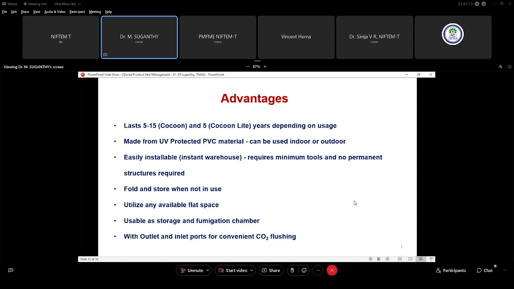And it is usable as a storage chamber as well as a fumigation chamber. That is the main advantage of it. If you store the grains without any infestation, it can be used as a storage chamber. And if you find insect infestation during the process of storage, it can also be used as a fumigation chamber. It has an outlet as well as an inlet port for convenient flushing of carbon dioxide. So for carbon dioxide fumigation, we can very well use these Grain Pro bags.